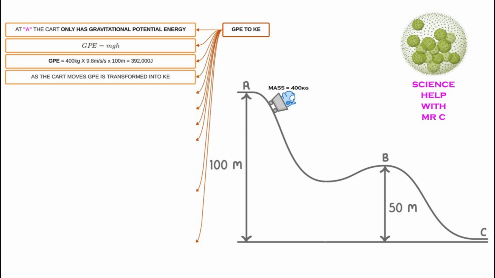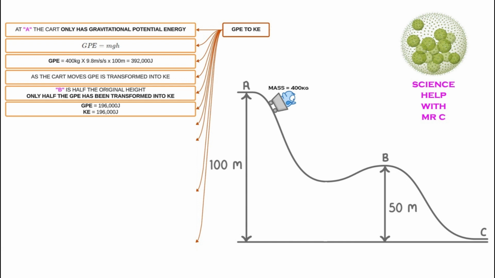As the cart starts to move, the gravitational potential energy is transferred into kinetic energy. At point B, which is only 50 meters high, half of the GPE has been converted into kinetic energy. So we still have half the energy as gravitational potential energy at 196,000 joules, and the other half has been converted into kinetic energy, which again is 196,000 joules.